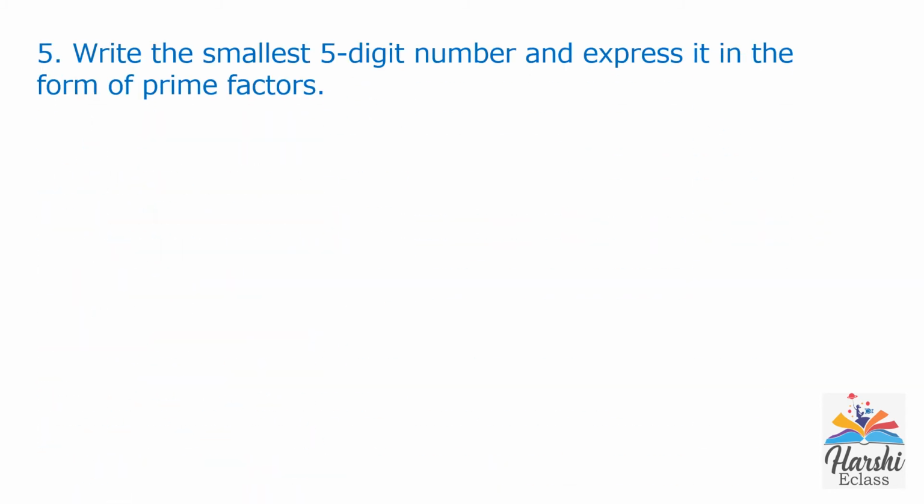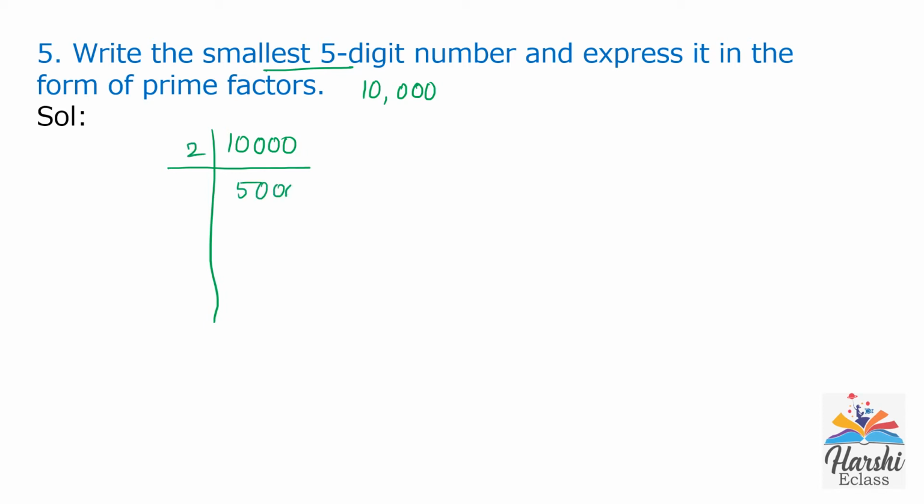Fifth question. Write the smallest 5-digit number and express it in the form of prime factors. The smallest 5-digit number is 10,000. Prime factorization of 10,000. 10,000 is an even number, so it is divisible by 2. If it is not divisible by 2, then we will check with the next prime number, that is 3. 2 5,000s will make 10,000.